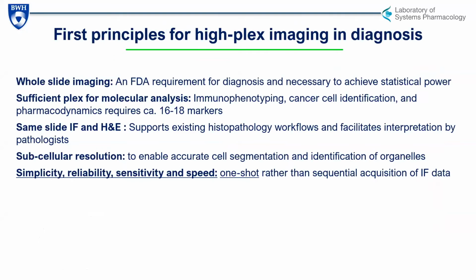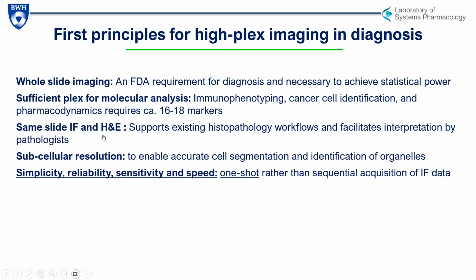So inspired by this, we've worked with RareCyte, which is a company in Seattle that does amazing microscopy, through an SBIR grant on the Orion method. And to do that, we sort of stepped back and thought about the first principles we'd like in a clinical system. We wanted whole slide imaging for the reasons I mentioned before, a reasonable amount of plex that pathologists could review and reasonably report. Same slide immunofluorescence and H&E.